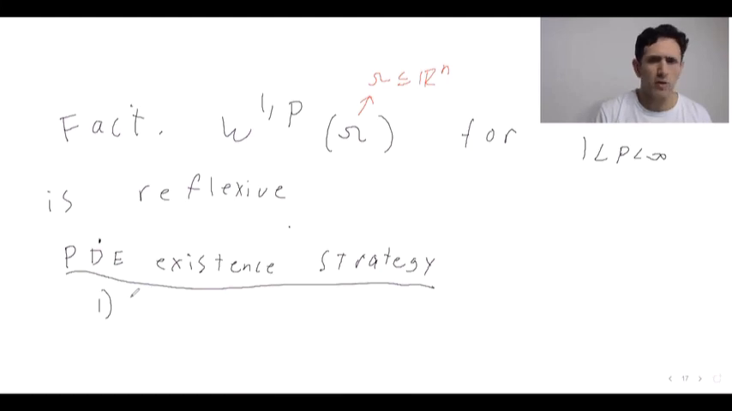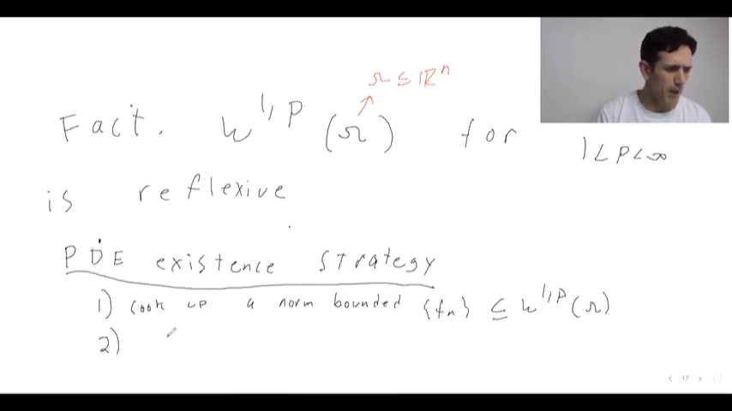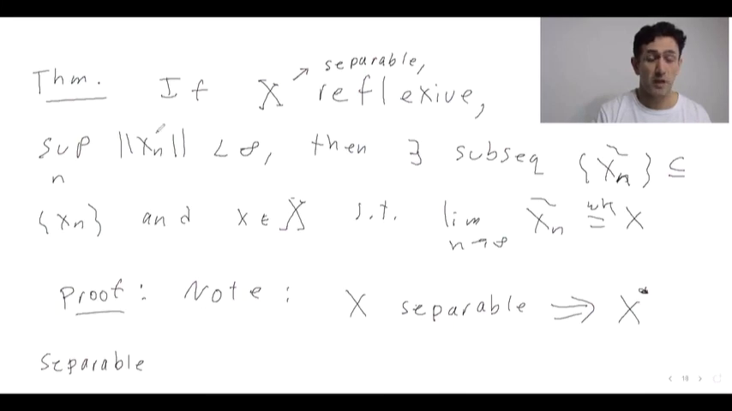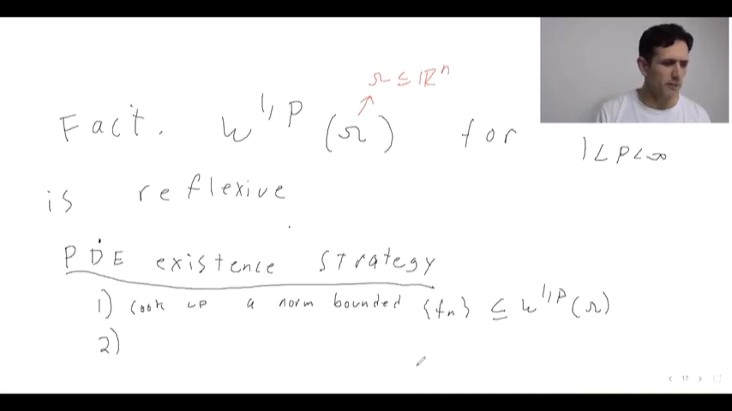So basically, you somehow cook up a norm bounded sequence f_n in W^{1,p}, Sobolev space, for appropriate p. Well, if it's norm bounded, you can just use this corollary of the Banach-Alaoglu theorem, that there exists a weakly convergent subsequence. And in the next couple of videos, we'll talk about strategies to prove something is norm bounded.